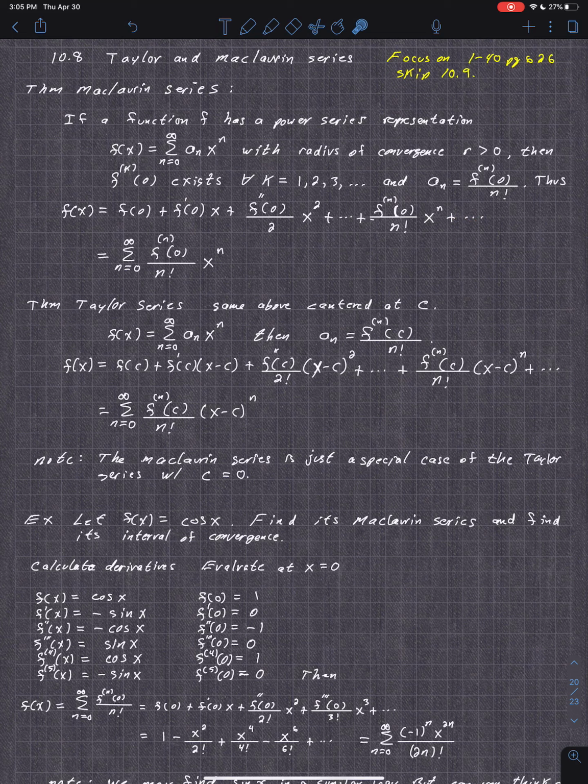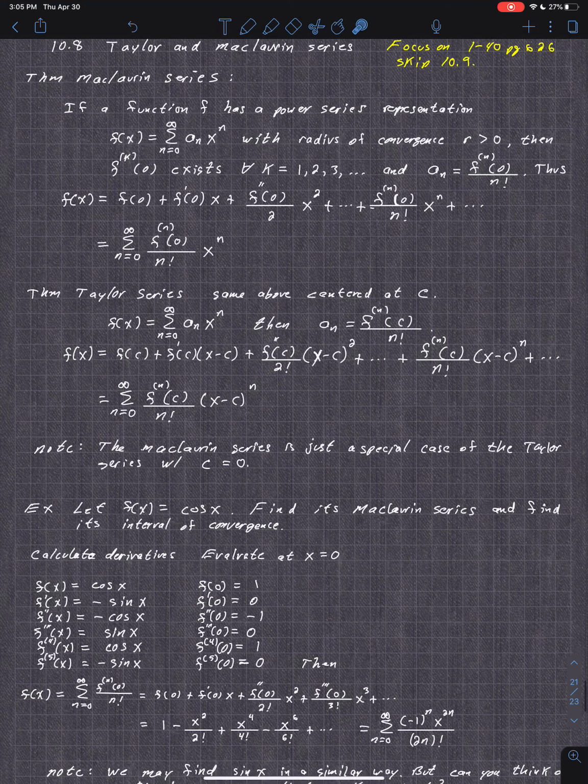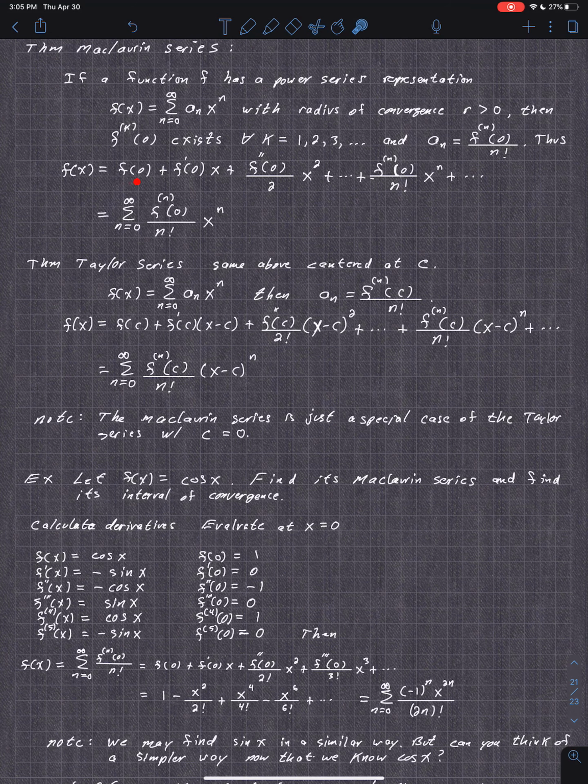Now, if it's simple, then you get 0, and it's not very interesting. But consider sine, cosine, e, then this type of expansion would be very useful. Then you have f of 0, f prime of 0 times x, plus f double prime of 0 over 2. And notice you end up getting this form, the nth derivative of 0 over n factorial.